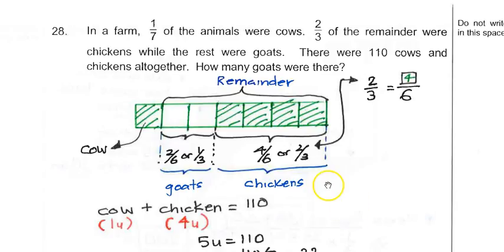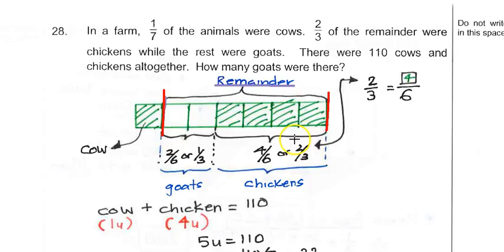Next, on fractions again. Now in the farm, 1/7 of the animals were cows. Look here, cow, 1 out of 7: 1, 2, 3, 4, 5, 6, 7. And 2/3 of the remainder. This is important. The remainder is this part. Can you see? Maybe I try with a red ink. The remainder is from here to here.